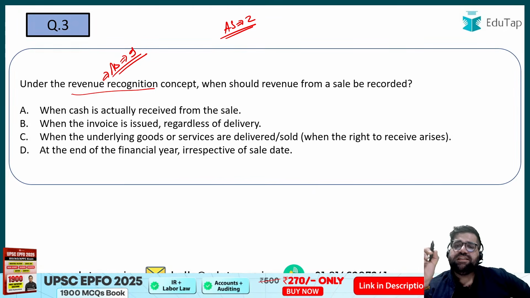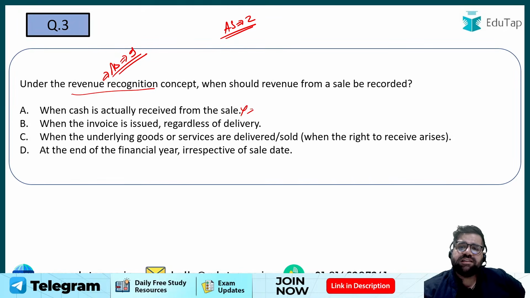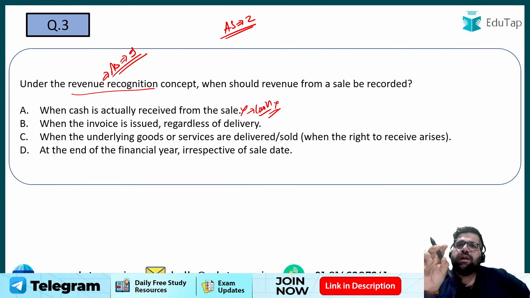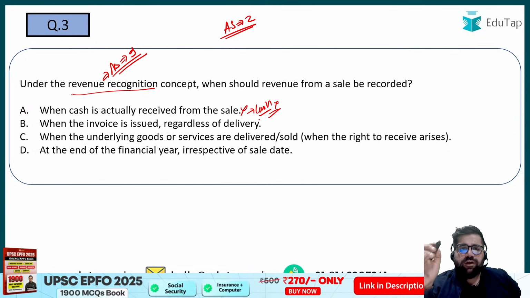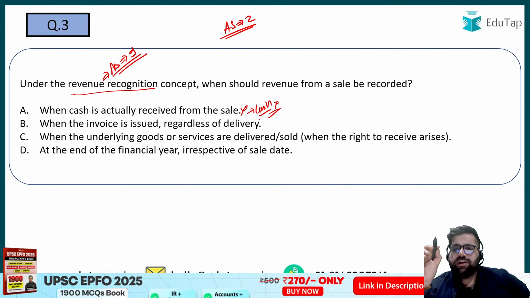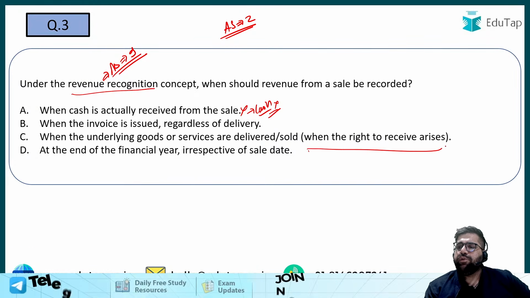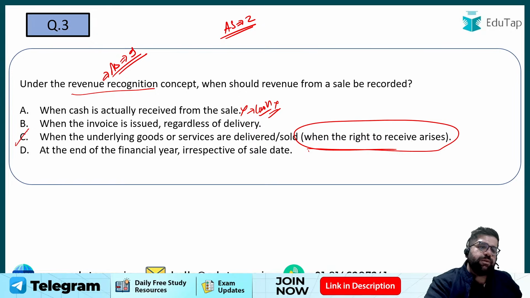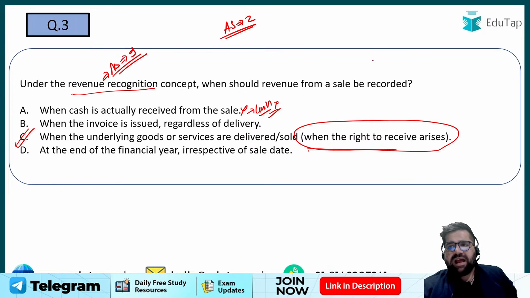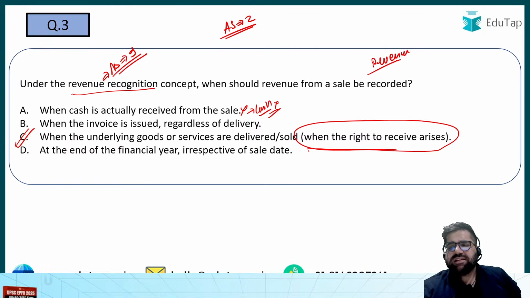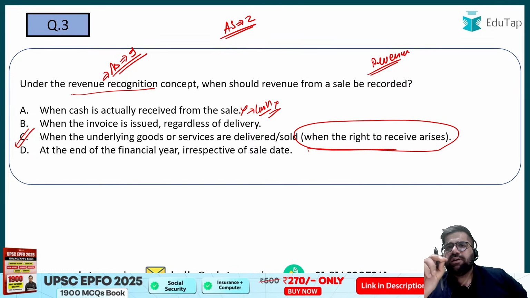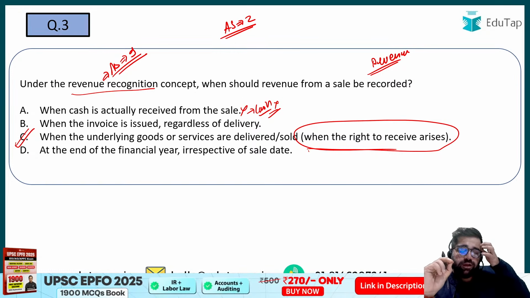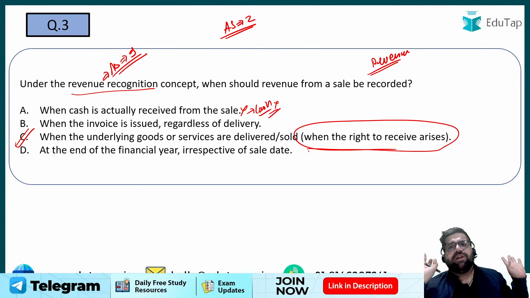When cash is actually received from the sale? No. Right? Because this is cash accounting, but we don't do cash accounting. We do revenue recognition accounting, or accrual accounting. Right? When the invoice is issued regardless of delivery, when underlying goods or services are transferred or delivered or sold, when the right to receive revenue arises. Yes, this will be your correct answer, which is option number C. As per revenue recognition, when you make a sale of your goods and you have transferred the ultimate risk or the ultimate right, then definitely you should recognize that particular revenue, right?